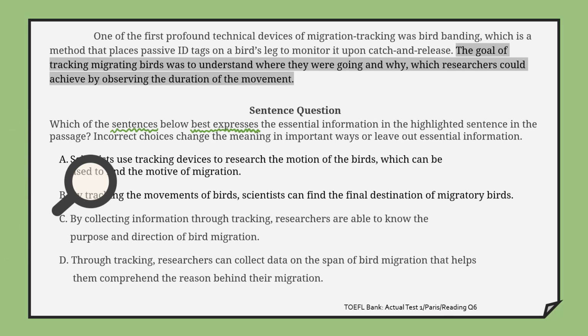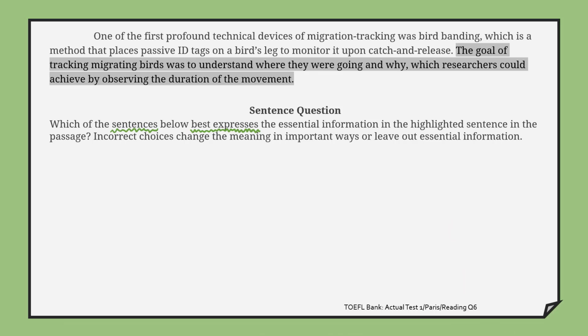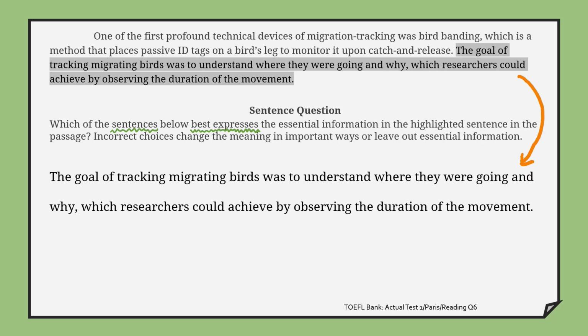Some people check answer choices immediately. No, don't do that. This is the first tip. The answers are very long and they all look the same. It's difficult to figure out the differences right away. So don't check answer choices at the beginning. Don't waste time on that. Go straight to the highlighted sentence in the article.